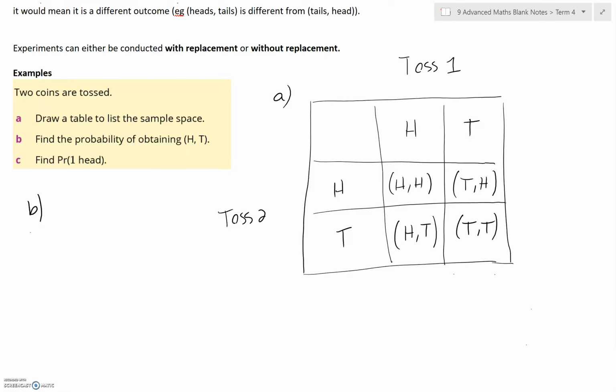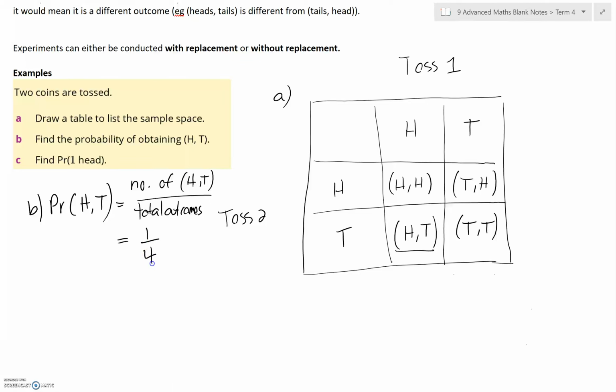Now, the next one's the probability of obtaining a head then a tail. So probability head, tail. So it's asking for it in that order. So order matters here. Just like we talked about before, the little formula for finding probability is the number of favorable outcomes, in our case, a head then a tail, over the total number of outcomes. And in this case, if we go to our table, we can see that there's only one outcome down here that's a head and then a tail. So one outcome out of 4 possible outcomes. So 1/4 is the answer.